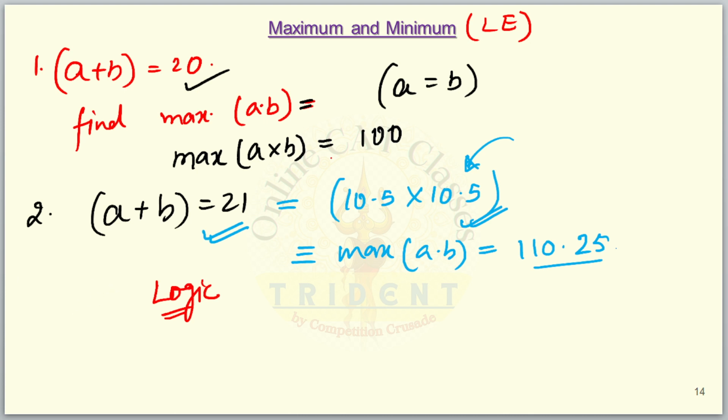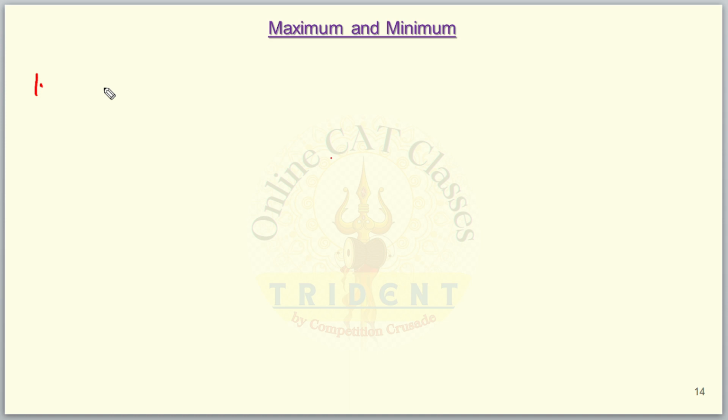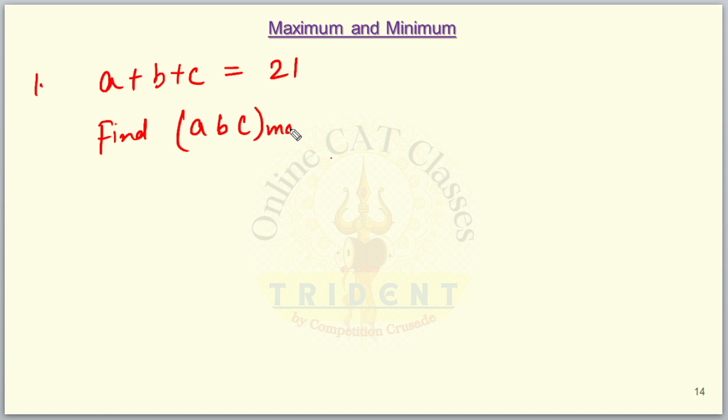Now let's look into another scenario in which we have 3 variables. Say a plus b plus c is equal to 21. Find the maximum of the product abc. I am pretty sure that you have already arrived at 7 into 7 into 7, 7 cube, that is 343. You should remember that value. But even if you don't remember 343, I'm still happy with 7 cube or 777.